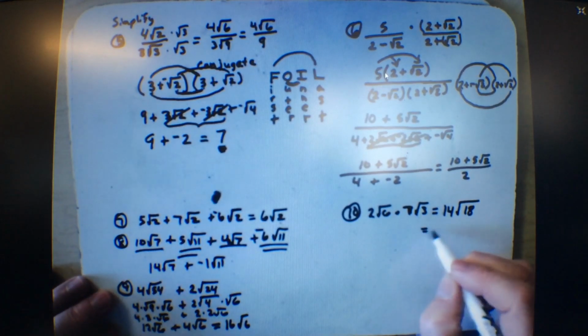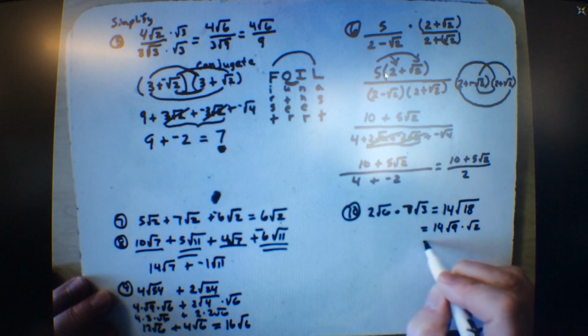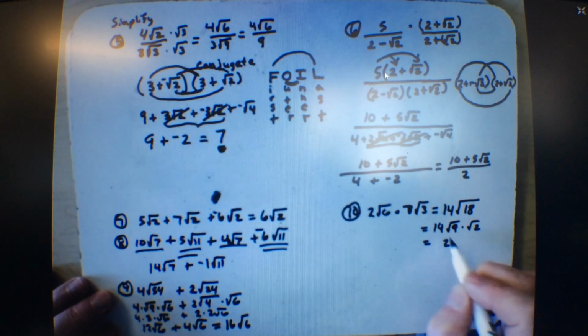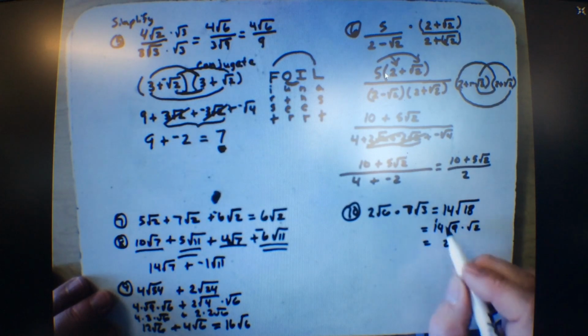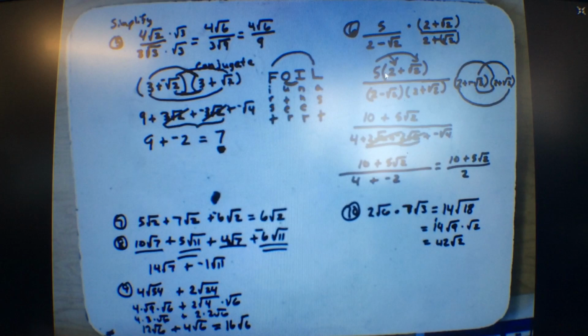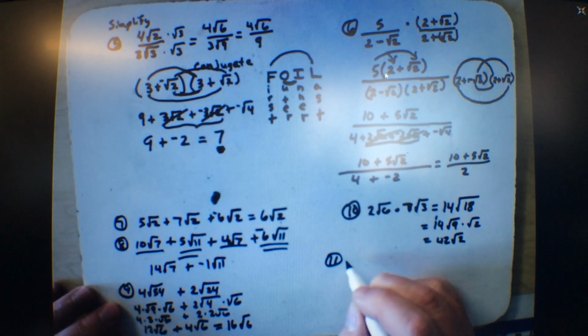So this actually can be 14 times the square root of 9 times the square root of 2. Who forgot to simplify that? 3 times 14 is 42 square root of 2. Do you see the difference? Yes or no? Okay. And then the good old author, he will combine them.